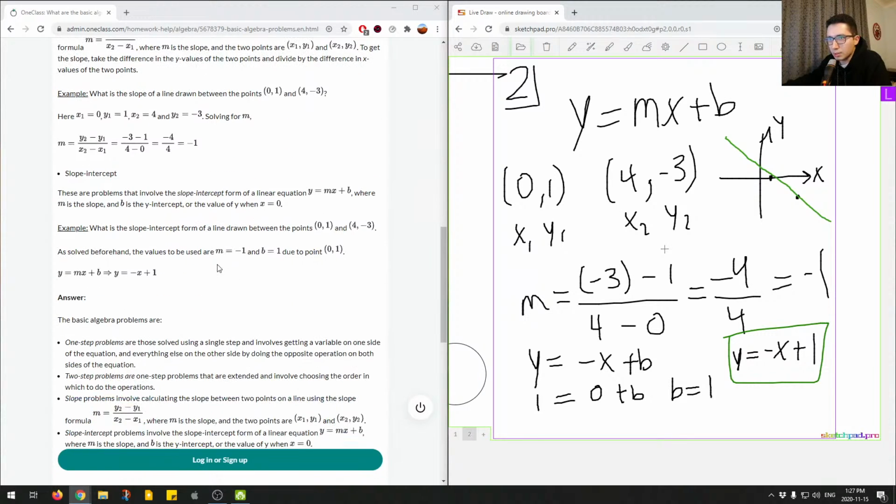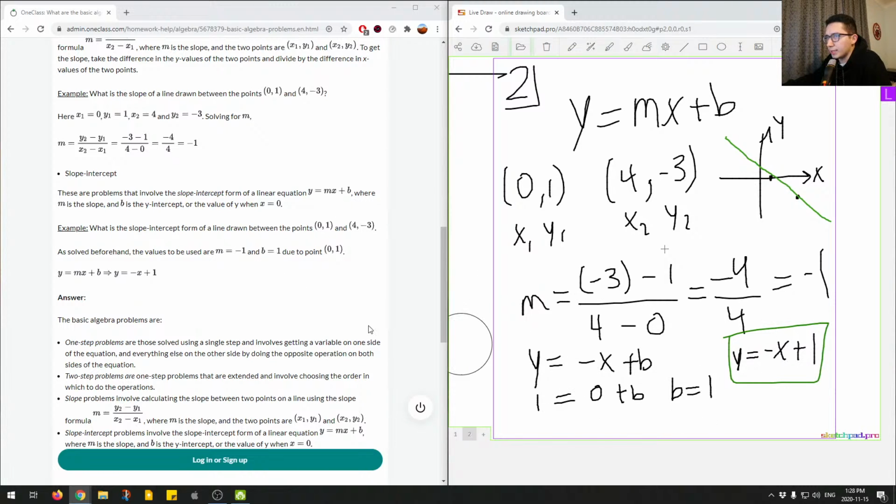Okay, so the last example given here is, so these are problems that involve slope-intercept. So they're giving a slope-intercept problem: the slope-intercept line between 0, 1, and 4, negative 3.